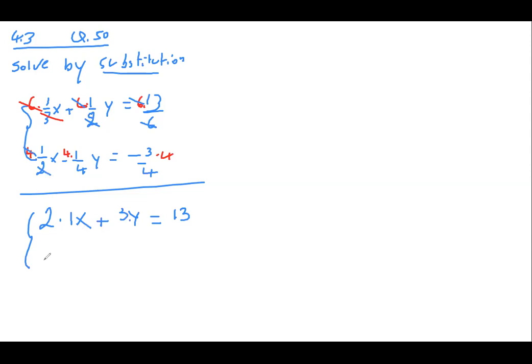4 divided by 2 would be 2, times 1x. Minus, what happens to the 4 and the 4? You cross them out, and we have 1y left. And what about the third fraction here?